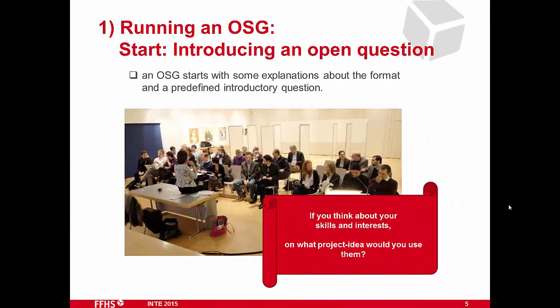Now I would like to explain in 9 steps how to run an OSG. It starts with introducing an open question. You can work on this open question, and for example, we have done it with this question: if you think about your skills and interests, on what project idea would you use them? So they think about what they would like to do.